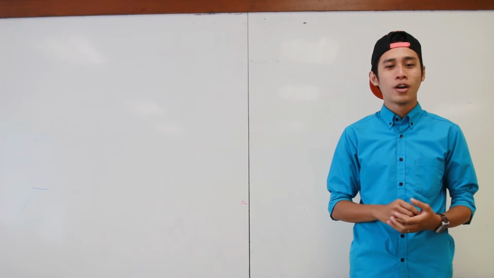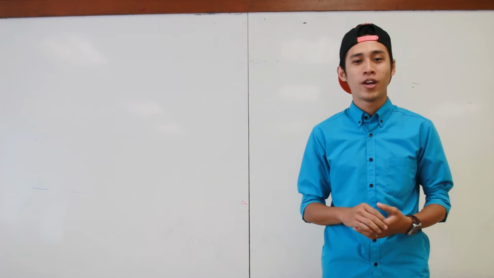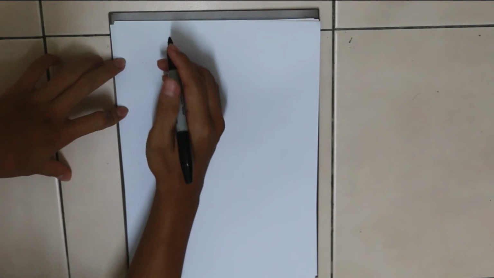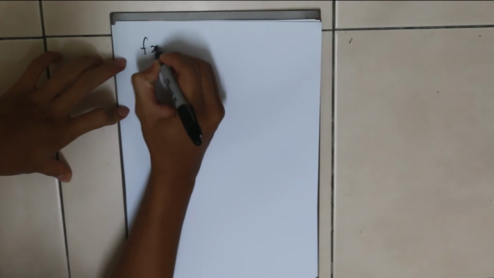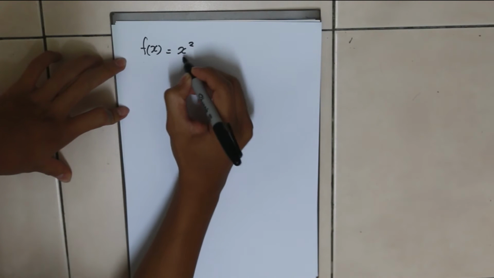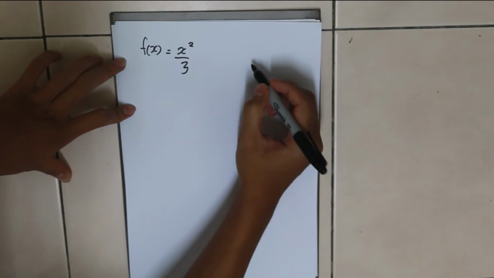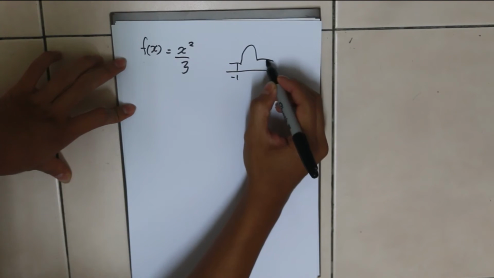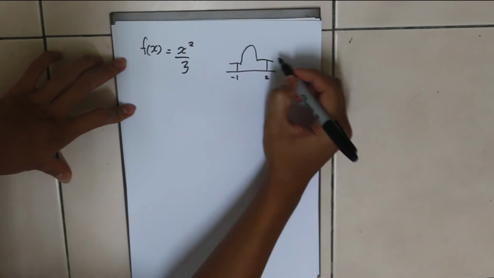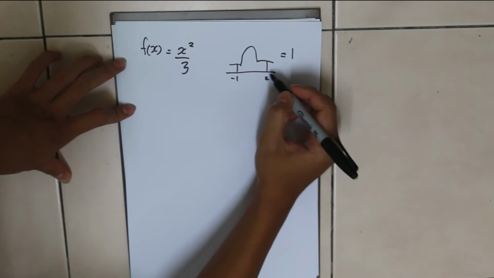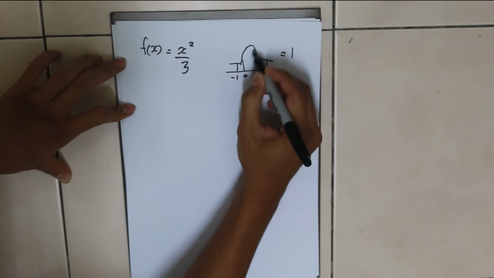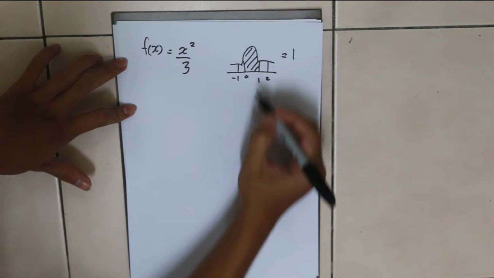So now I will show you how to calculate the PDF. For example, if you have a function f(x) equal to x squared over 3, then we have the area under the curve from -1 to 2. This area under the curve is equal to 1. Then we need to calculate the area under the curve from 0 to 1. I will show you how to find this area.